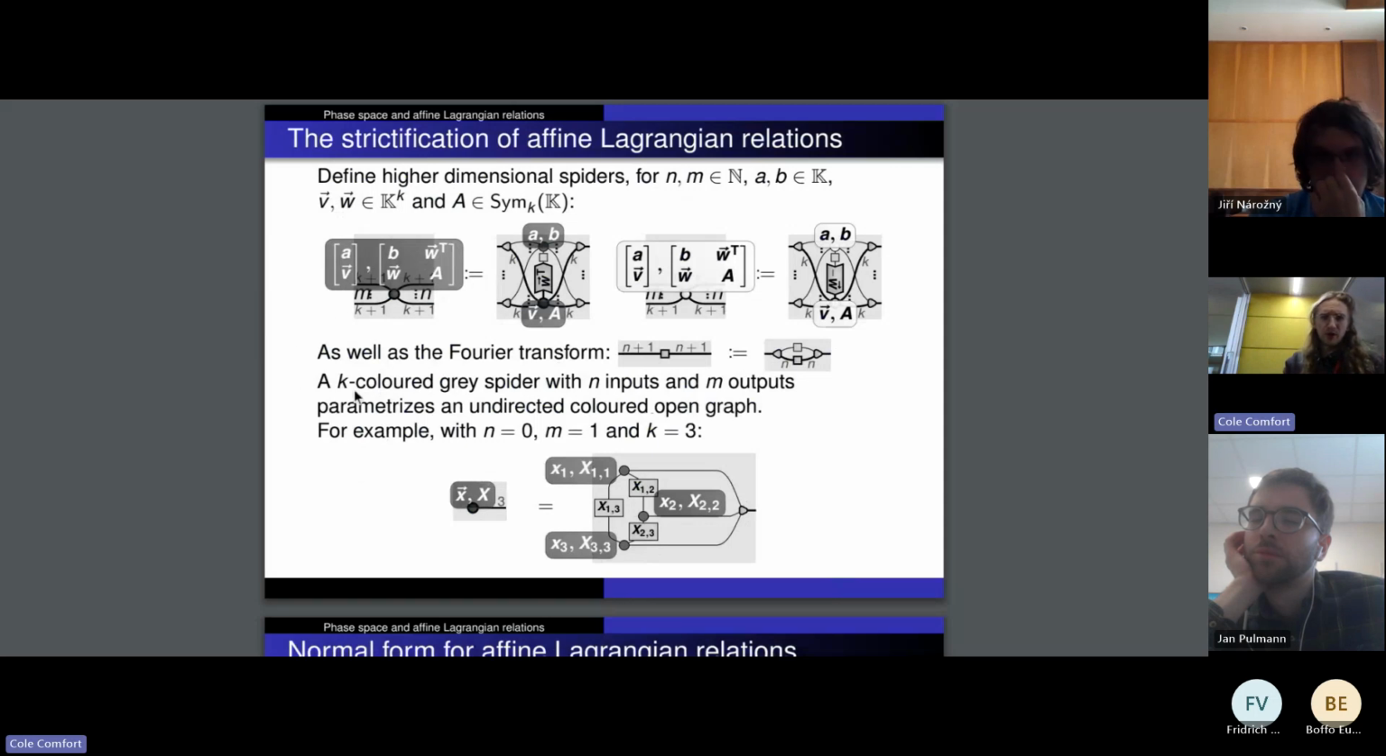So here I've given an example of such a thing. If you set K to be 3, and you have 0 outputs and 0 inputs and 1 output, and you label it by this vector X in this symmetric matrix big X, then you can unroll this inductive definition, and you find that the elements of the symmetric matrix give you the edges, and the second element of the label of the vertices in this graph, and then the affine part of the vertices is given by this vector.